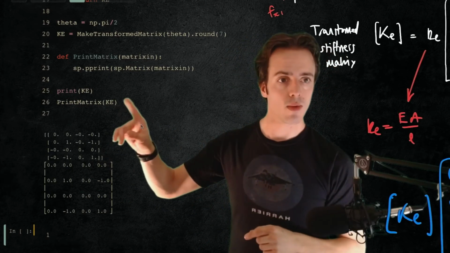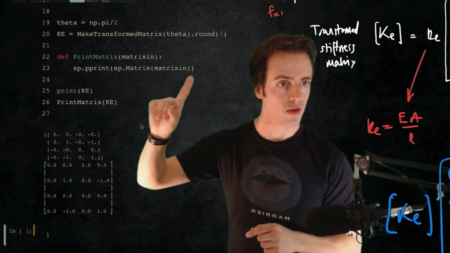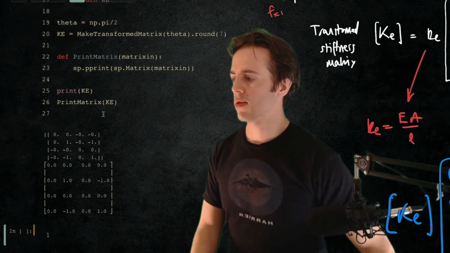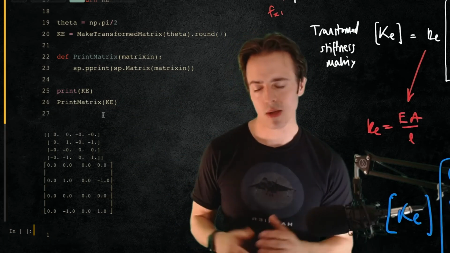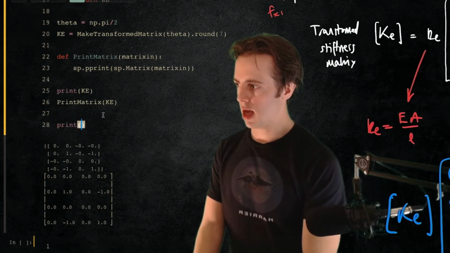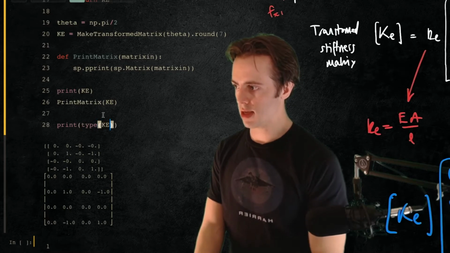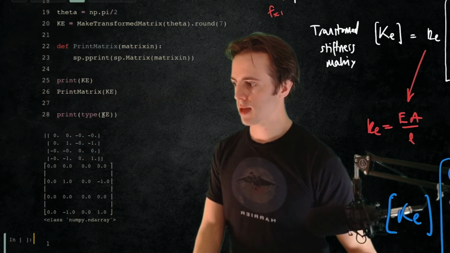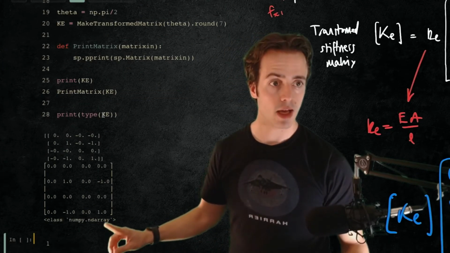Now you've got to be careful with how we use this. Don't turn these matrices into SymPy objects because they then become a little bit complicated to deal with later. I just want to check I've done this properly. I'm going to do print type k. Okay, and it's still an ND array, which is good.